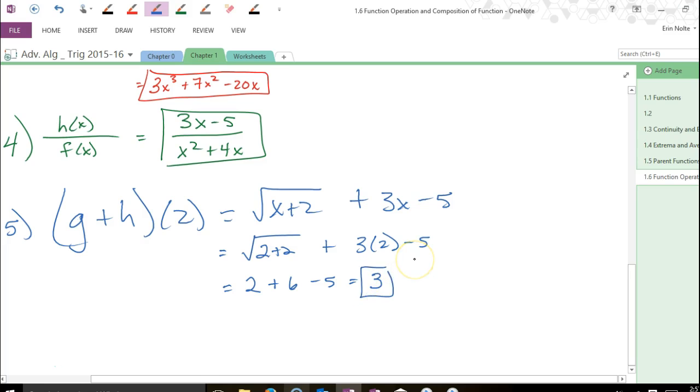Notice my answer looks a lot different this time. When I have no x, what comes out? A clean number answer. If I plug a number in, I should get a number out. If I plug an x in, an x should come out. Do I need to do another example of plugging in a number? That's pretty easy, right?